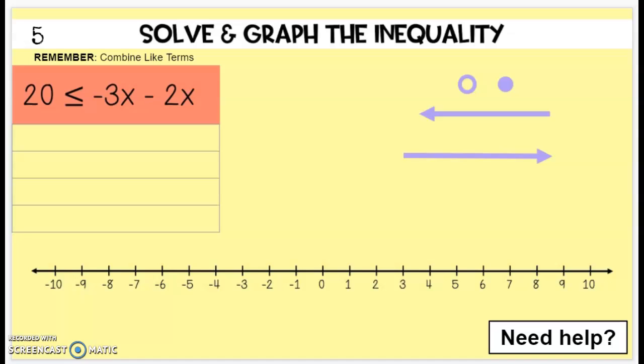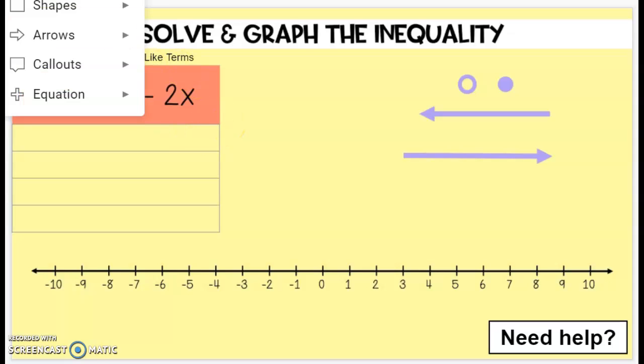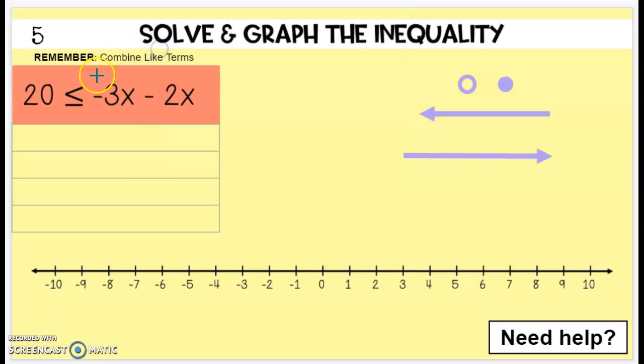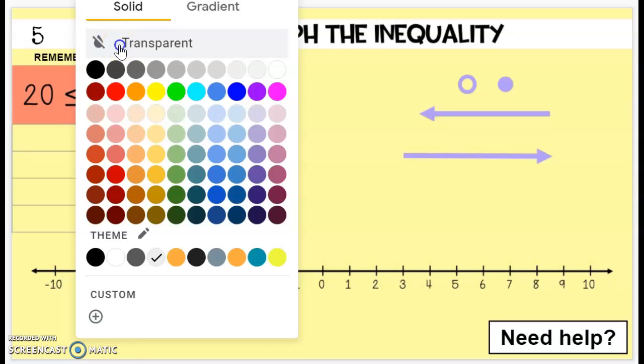All right, welcome to multi-step inequalities. We're on slide number 8, problem number 5. The trick here is to remember we have like terms and we want to combine those like terms before we move forward. I'm going to go ahead and show you what terms we will be combining.